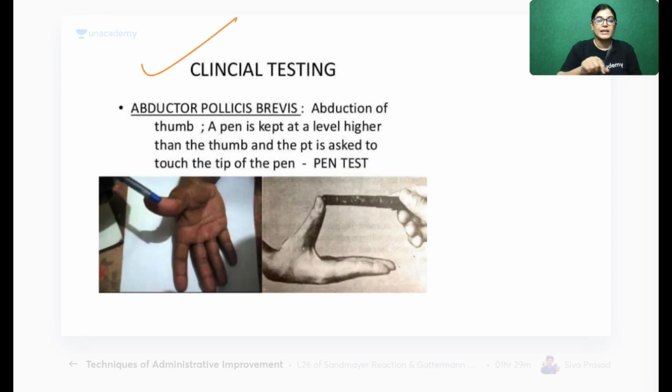The pen is kept at a level slightly higher, same as the diagram which is shown here, and the patient is asked to touch the tip of the pen with the thumb, and this process involves abduction of thumb. So this can be done when the median nerve is not injured and the nerve supply of abductor pollicis brevis muscle is maintained. So abductor pollicis brevis is the correct answer.